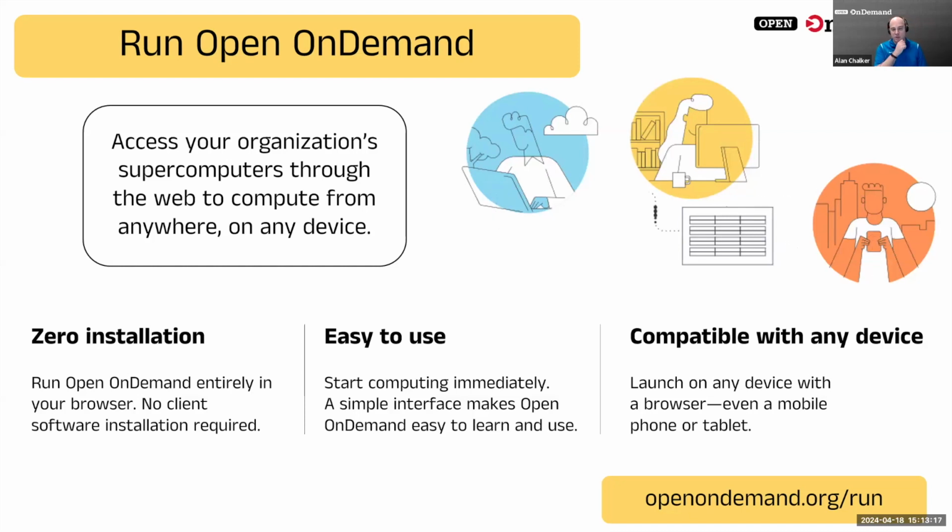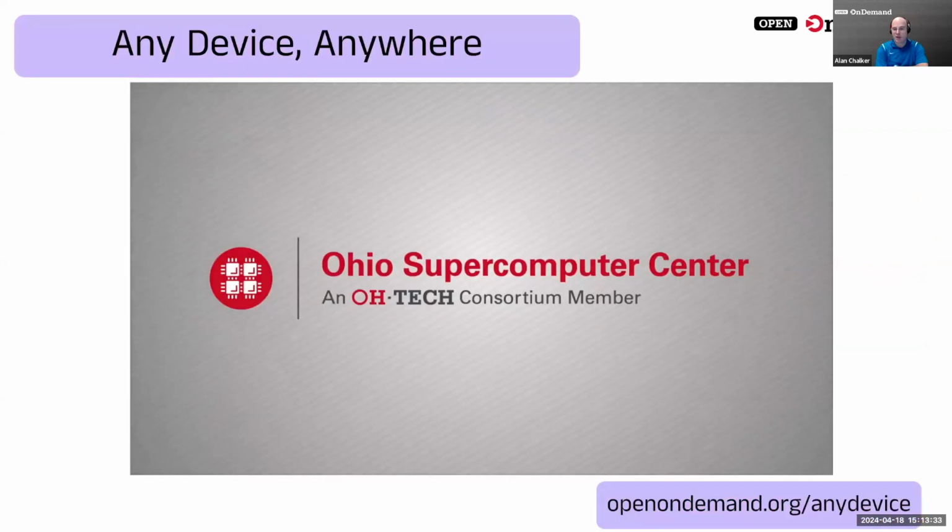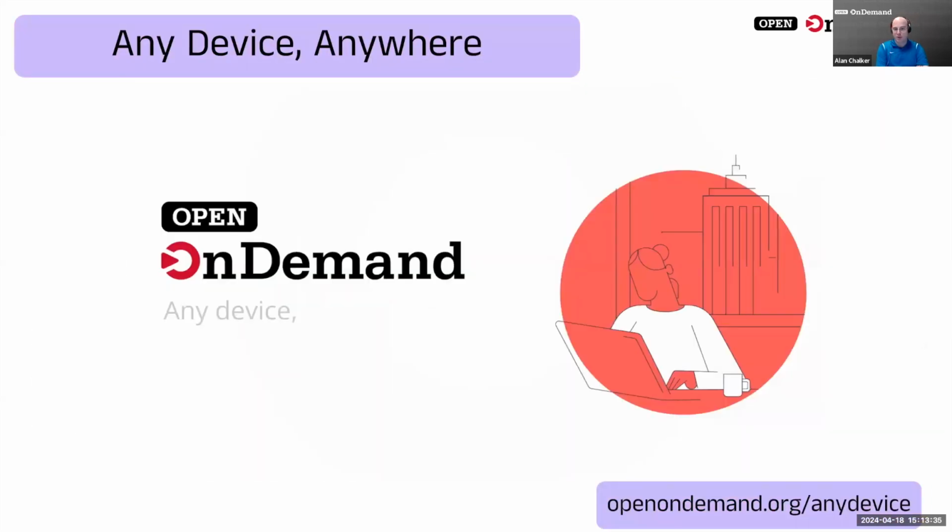And by the way, you'll notice on my slides here, there's always a little URL down at the bottom. That's just a short URL that'll drop you into a page on our website that has more information on here. Now, when we say any device, we really mean it. So I've got a short little video. Again, you can see this video at openondemand.org/anydevice.